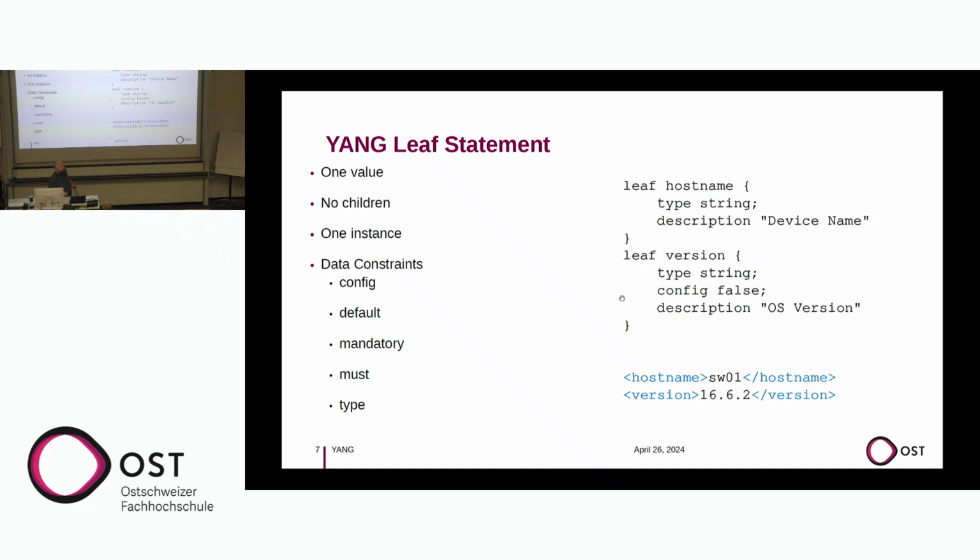We can also have default values. We can say if this value is mandatory or not if we send the data. We can also have the type we have seen. If we use must, we have this XPath coming from the XML schemas, where we can have some boolean constraints in the end. So we can have an XPath and it has to be true in the end. So we can have some constraints there. We will not go too deep into the constraints because they can get quite complicated.